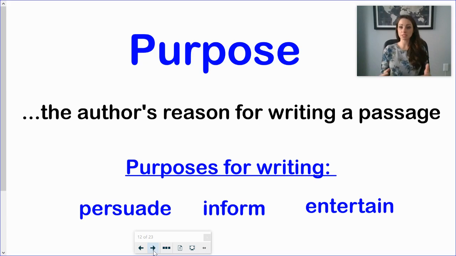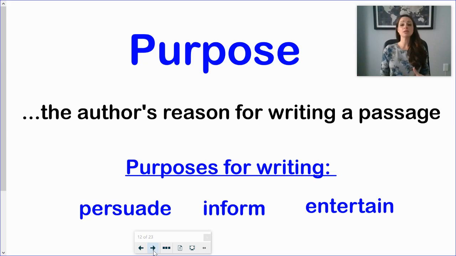Also, inform is another purpose. When you inform, you give information or you educate. An example of that right now would be the news. The news is informing us or educating us about COVID-19. The news is giving us the most up-to-date information related to the coronavirus. So it's informing us, it's equipping us with information, it's educating us.